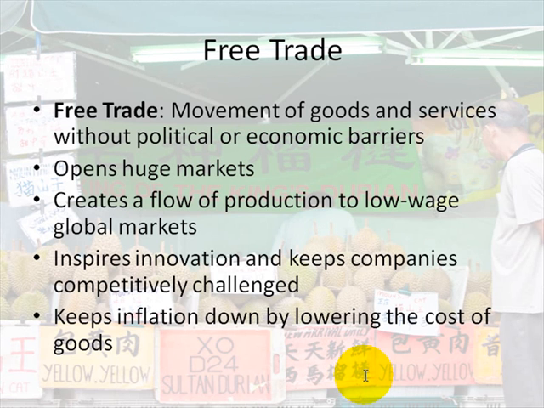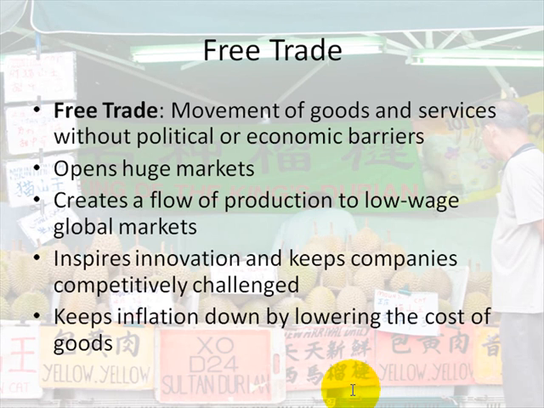However, free trade does inspire innovation, and it keeps companies competitively challenged. What that means, first of all, is it inspires innovation, because if you don't know what the Japanese are going to come out with, then as a business owner, you need to be constantly on your feet, and you can't fall asleep at the wheel. That competitive challenge that's always looming out there definitely keeps businesses on edge, and it keeps them fine-tuned. And I think it's a good thing.